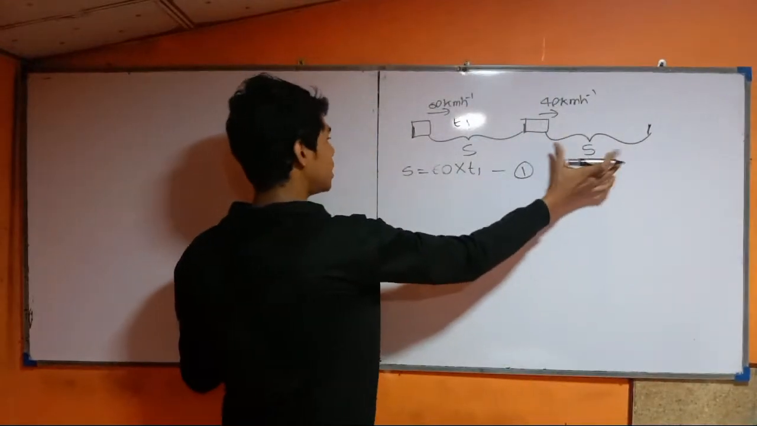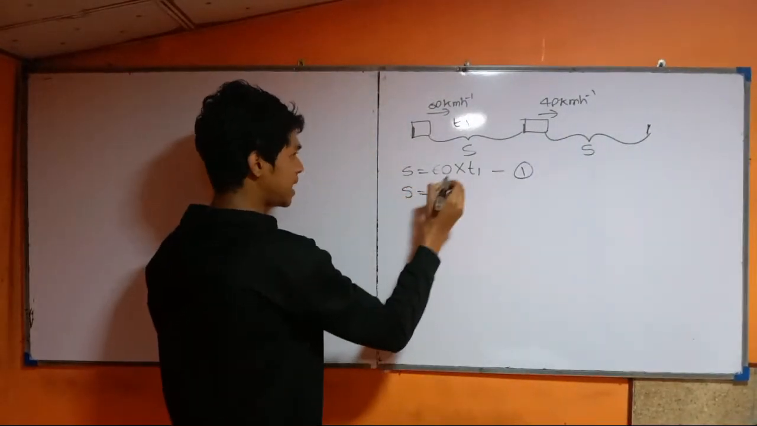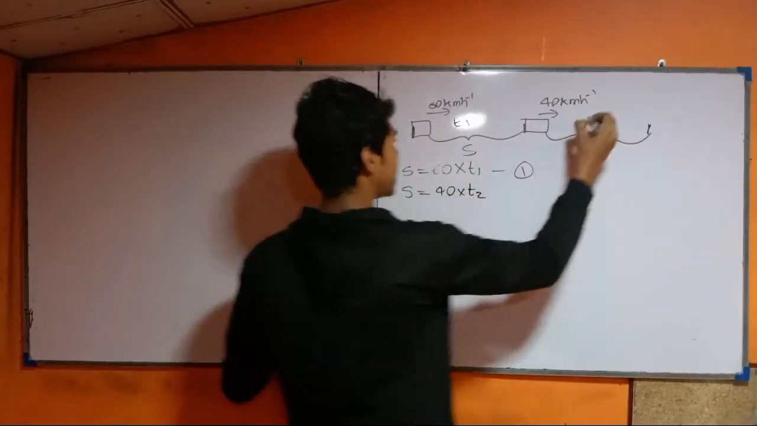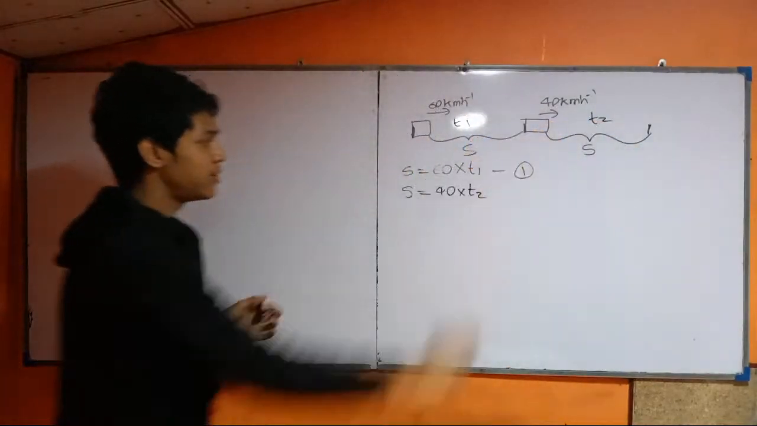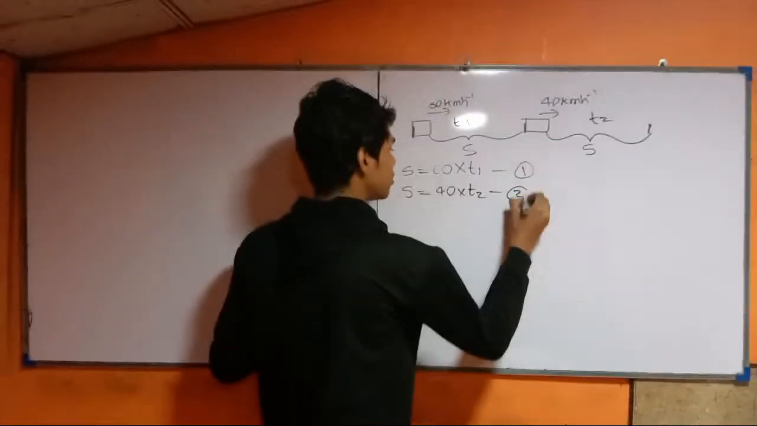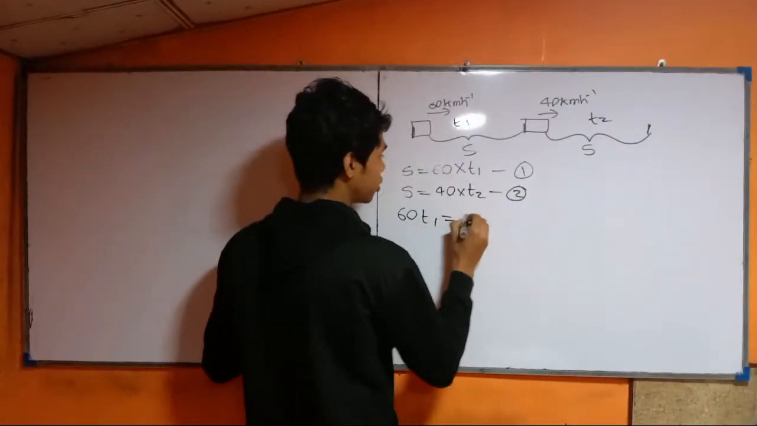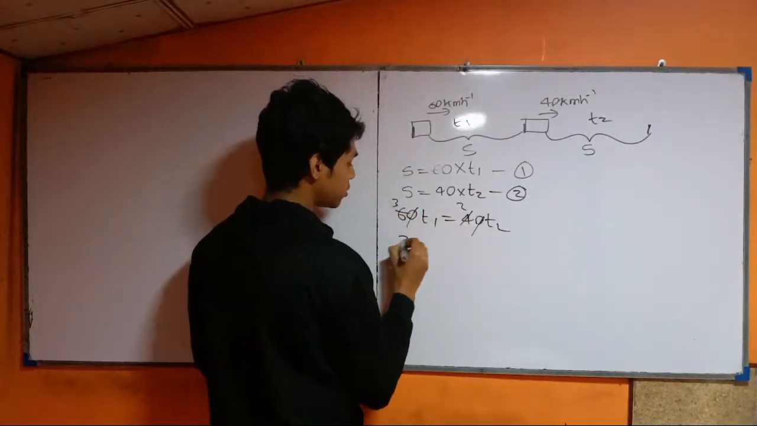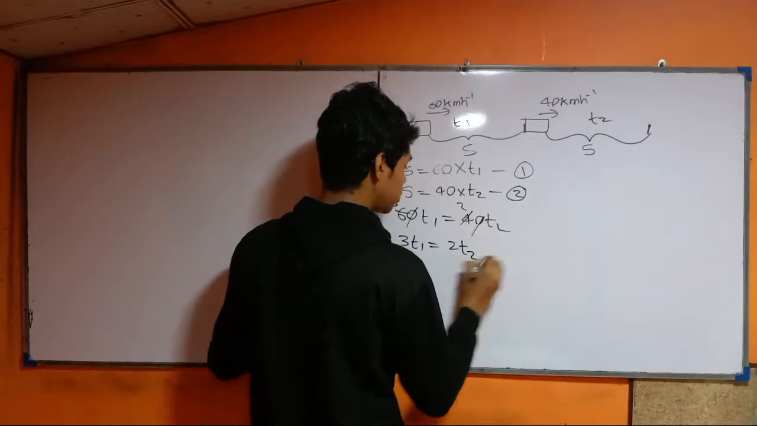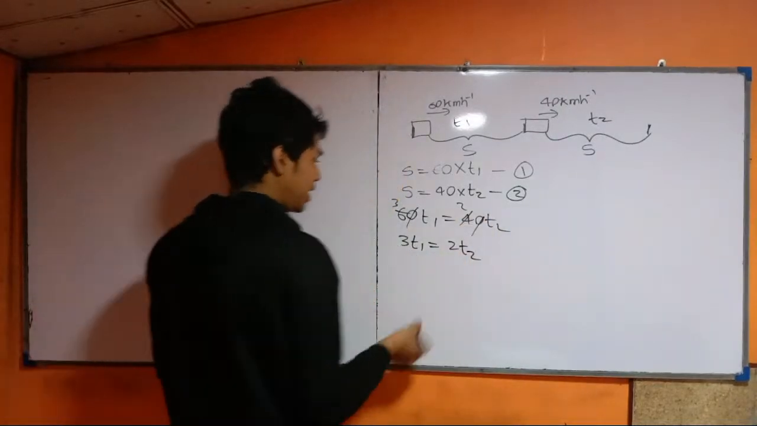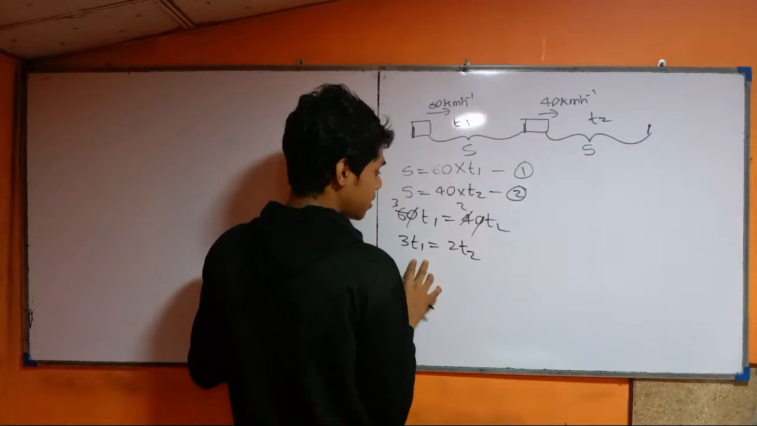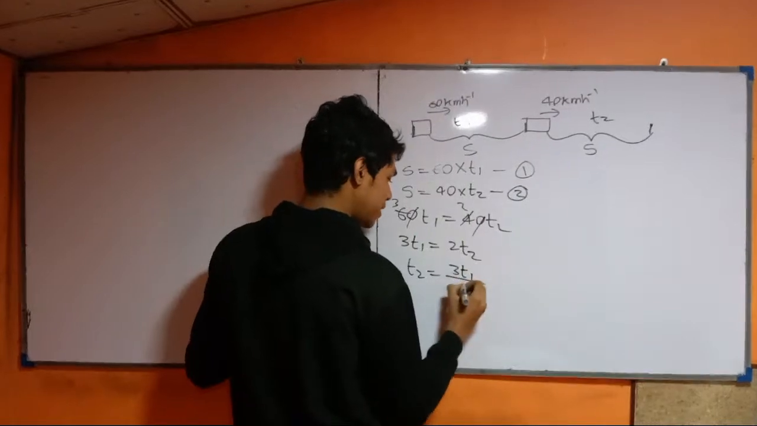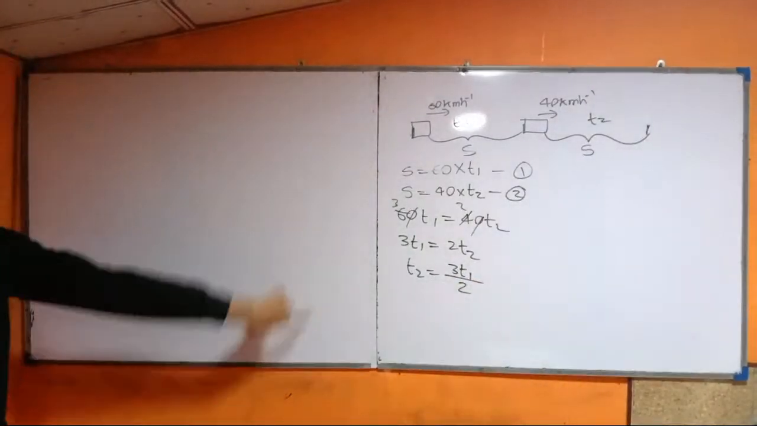Then from here to here, that one is also S. So S is going to be equal to 40 times t2. I'll take the time taken as t2. So you can see 1 and 2 are equal: 60 t1 is equal to 40 t2. Zeros cancel, 2, 3. So 3 t1 is equal to 2 t2. You can make either the subject; I'll make t2 the subject. t2 is equal to 3 t1 divided by 2.